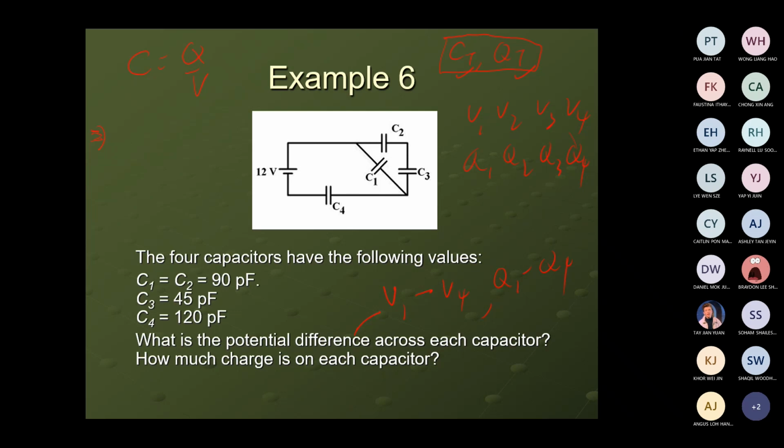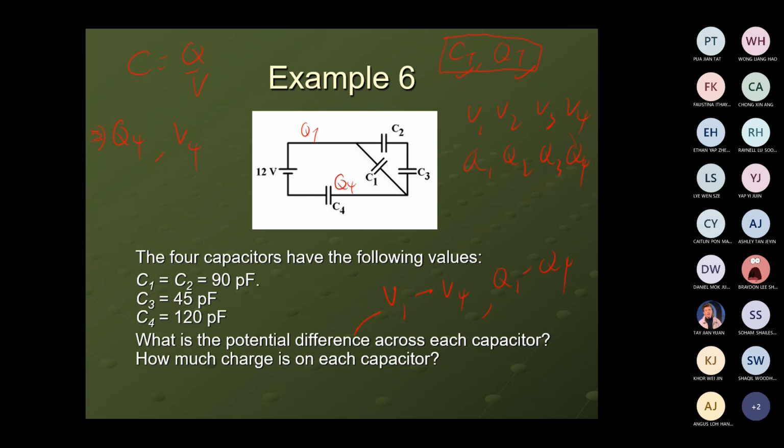Jajuan, yeah? Maybe Q4 first. Very good. Q4, right? You can get the Q4 first, the charge in the main branch. You know Q total is the same as Q4, right? So you can find the Q4 first. Once you know Q4, you can find V4 already, right?